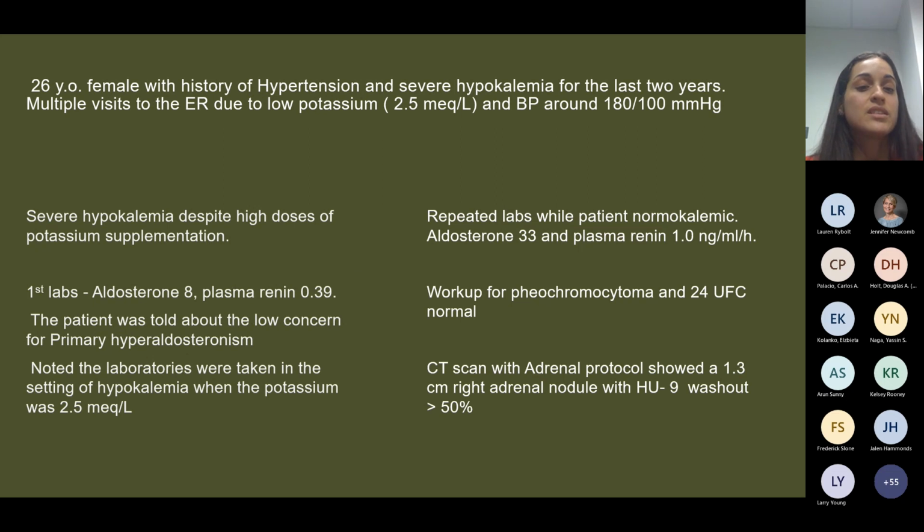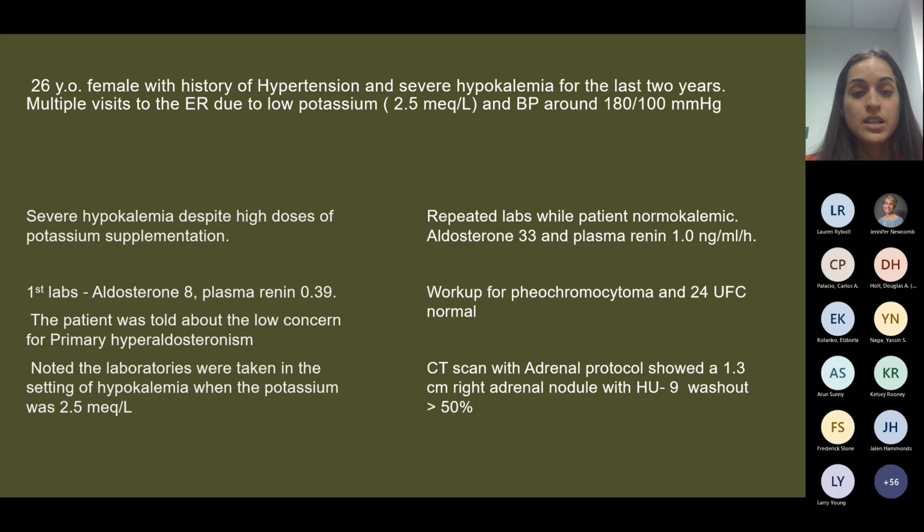Let's review one of the cases from our clinic because it has a detail that I think is going to be important for all of us regarding the primary hyperaldosteronism workup. So this is a 26-year-old female with a history of high blood pressure and severe hypokalemia for the last 2 years. Multiple visits to the ER due to low potassium. I put the 2.5 because usually when she was going to the emergency room, that was the range of the potassium. And you can see the blood pressure, very high, 180/100. The patient continued having severe hypokalemia despite high doses of potassium supplementation.